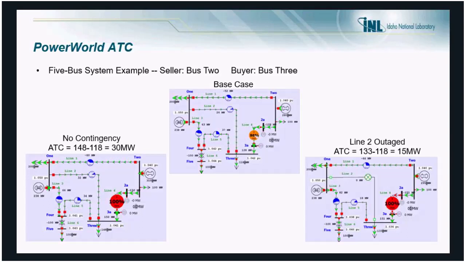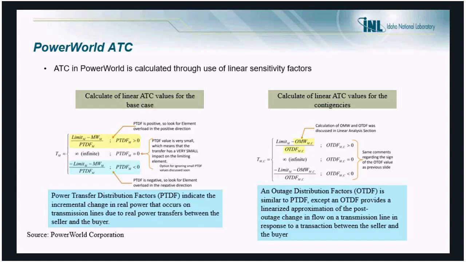So when we are calculating the linear ATC values for the base case, we use power transfer distribution factors. It indicates the incremental changes in the real power that occurs on the transmission lines due to real power transfers between the seller and buyer. And similarly, if we want to calculate the ATC for the contingency cases, we use another sensitivity factor called outage transfer distribution factors. This distribution factor is very similar to the power transfer distribution factor, except that an OTDF provides a linearized approximation of the post-outage change in the flow on the transmission line in response to the transaction between the seller and buyer, whereas the PTDF only considers the base case.